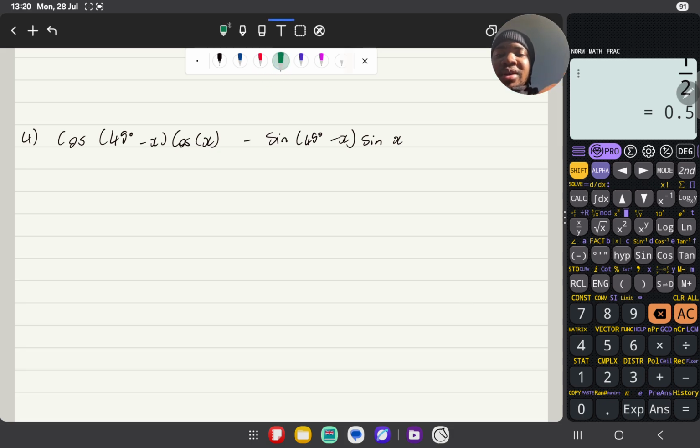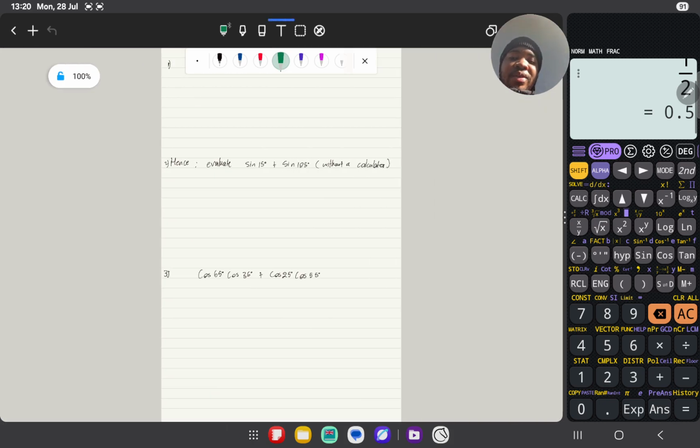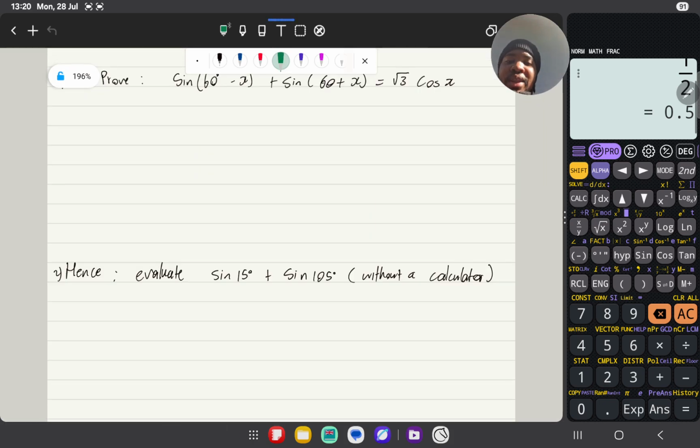So we have another nicer one here. This is alpha, beta, and you also see it's cos cos sine sine, so therefore it's also cos. So you have cos of 45 minus x, it's a minus here, therefore it's a plus, and then x, which is cos 45, which is 1 over square root of 2. All right, that's how these things go.